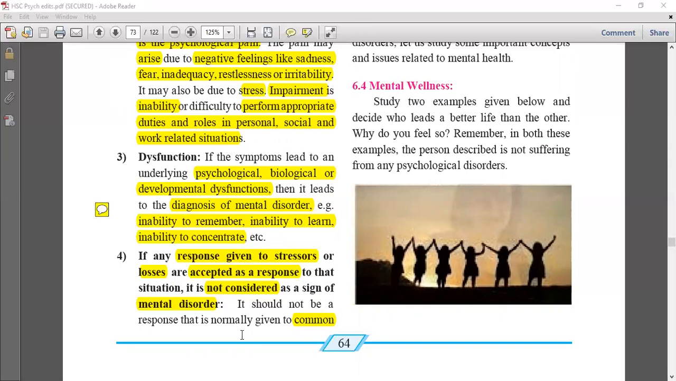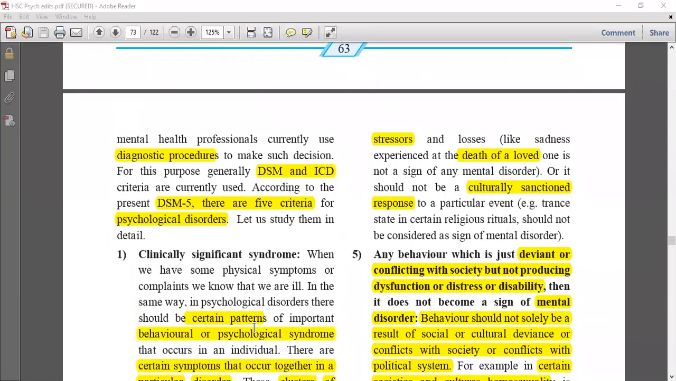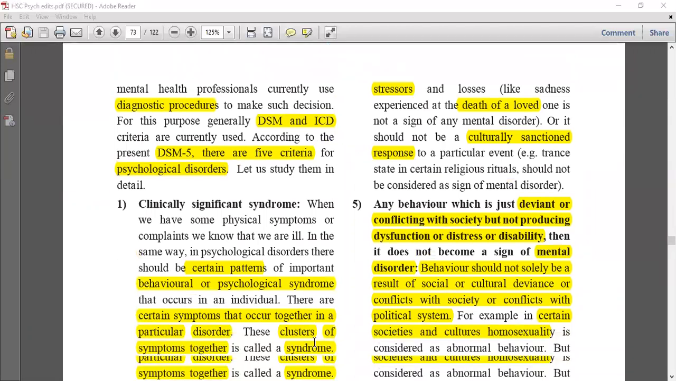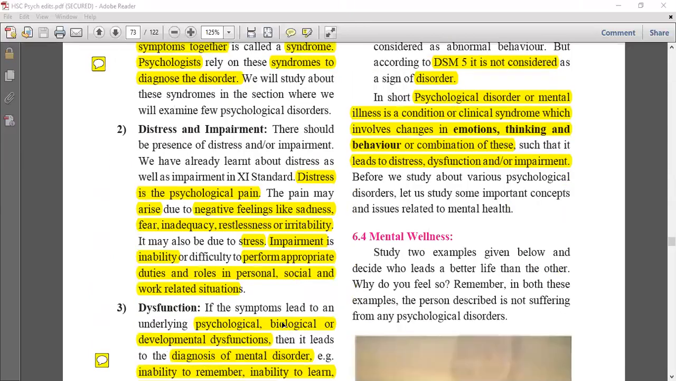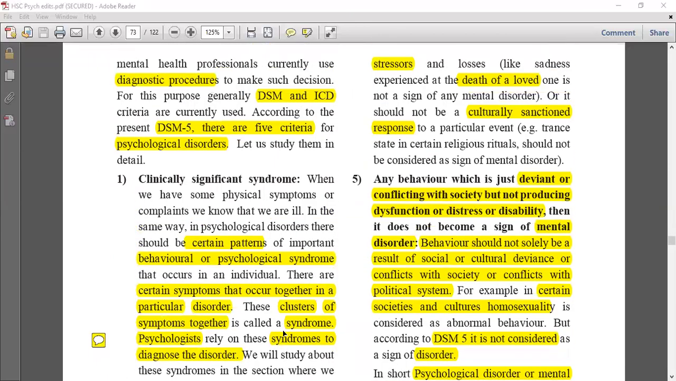The next point is that if any response is given to a stressor, or losses are accepted as a response, it is not considered a mental disorder. For example, if somebody dies and you are very sad, crying and not eating, then it's a culturally sanctioned response, because obviously you're attached to the person. You may have a cluster of symptoms, you may have impairment, distress, and dysfunction, but still, because it's a culturally sanctioned thing, it's not considered a mental disorder, because you're allowed to do that. In some cultures, you're not allowed to cry, so in that case that will be considered a mental disorder.